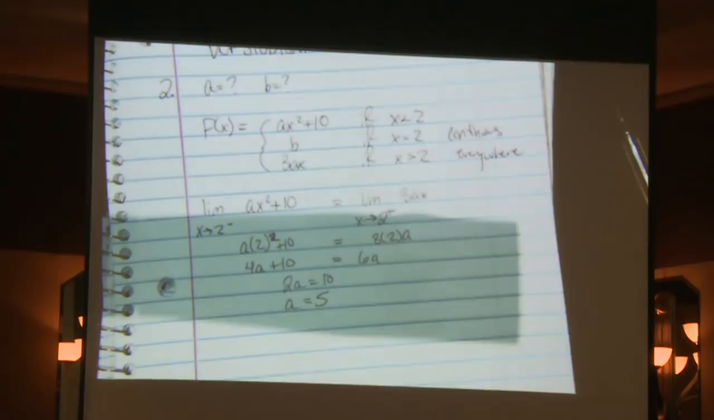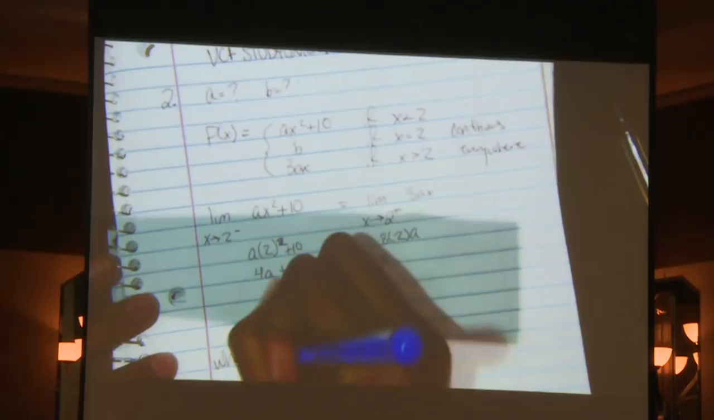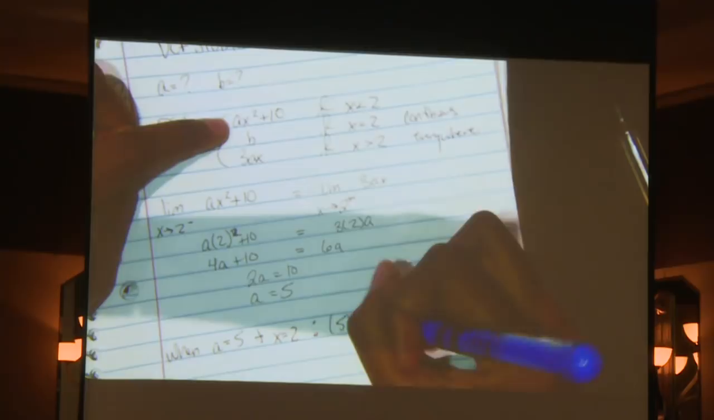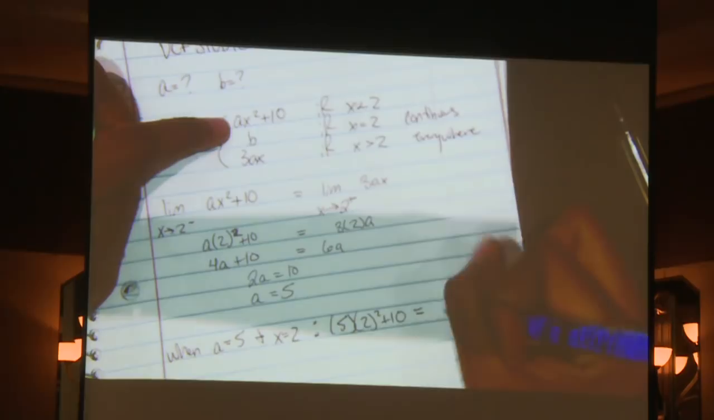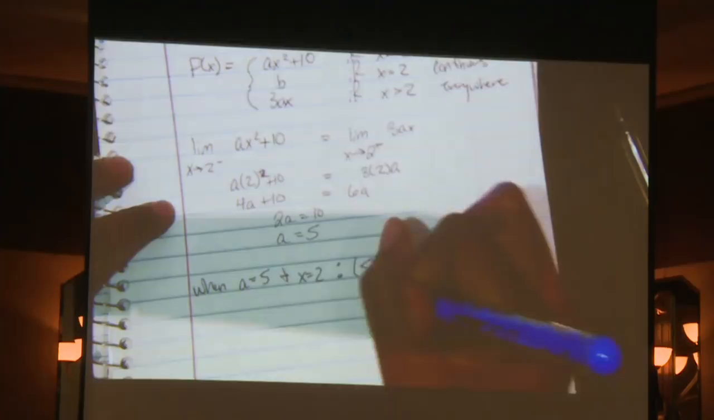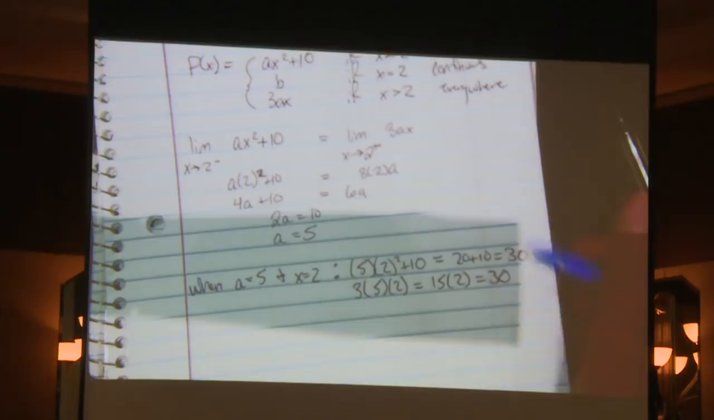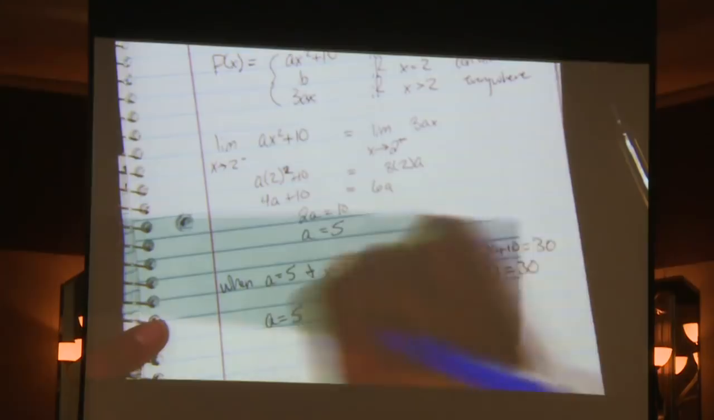So what I can do in that case is say when A equals 5 and X equals 2, I can take my 5, which I found here, plus 10. That gives me, what's that for? 20 plus 10, that gives me 30. And then I'm going to do the same thing for my second one. It's 15 times 2, and that gives me 30. So those meet at the same y value. So now I know that my A equals 5 and my B equals 30, so that can be continuous everywhere.